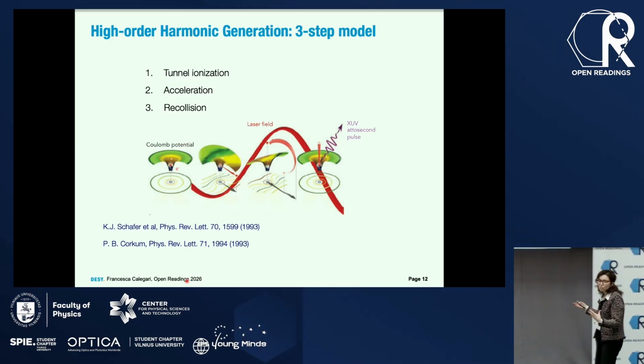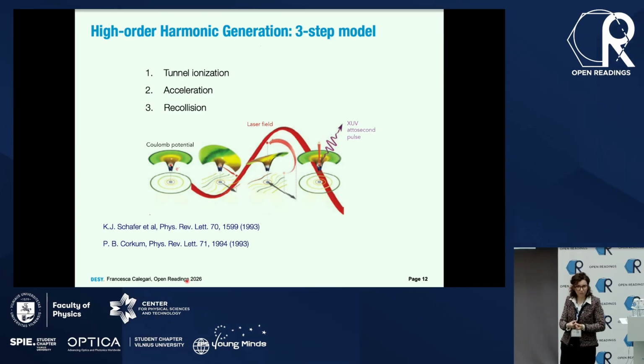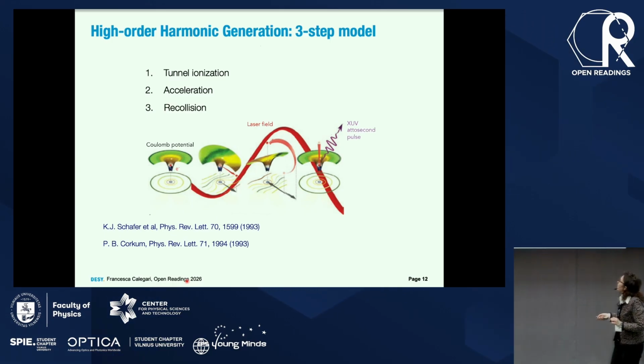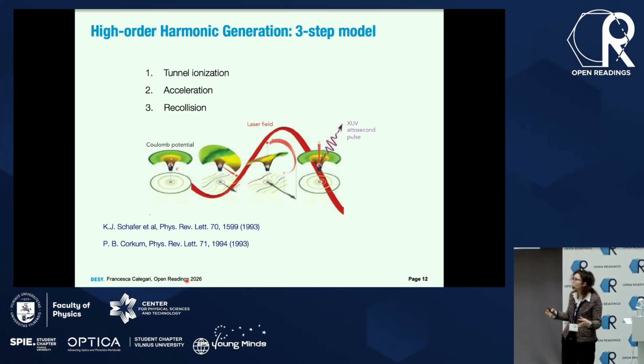Here, you don't need to solve the Schrödinger equation to understand what's happening in the light-matter interaction. You just need classical physics and a little bit of quantum mechanics, but not that much. In fact, the process can be explained in three steps, in which the only quantum mechanical step is the first one, and it's called tunnel ionization.